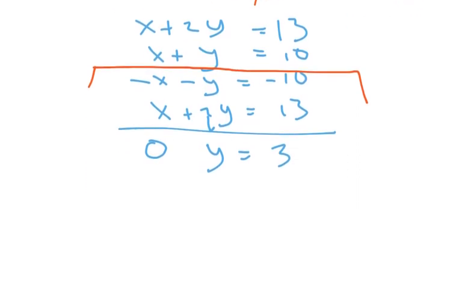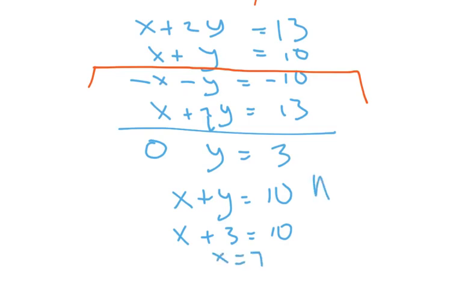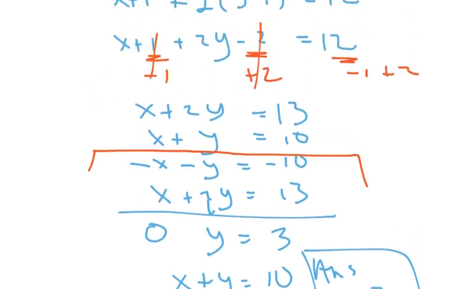And now I need to get my value for x. So I have x plus y is equal to 10, which is this equation here. I know that y is equal to 3, so I go x plus 3 is equal to 10. That means x is equal to 7. So the answer is x equals 7, y is equal to 3. So x equals 7, y is equal to 3.